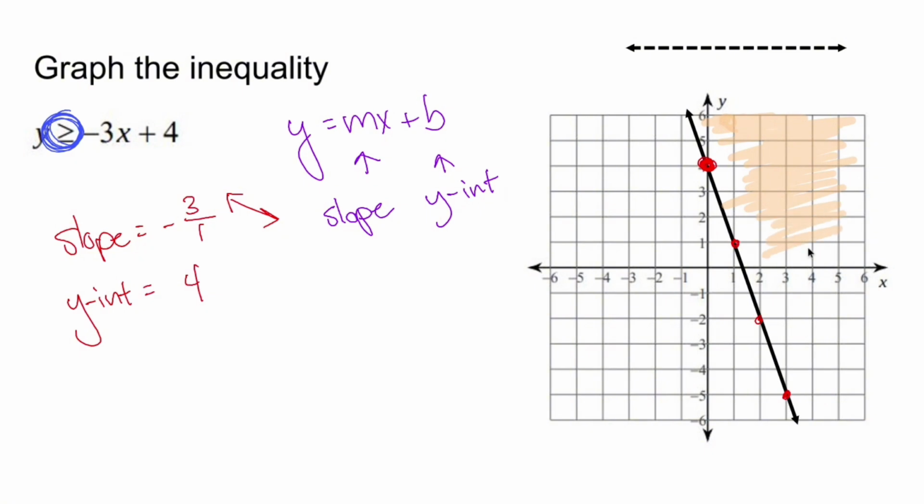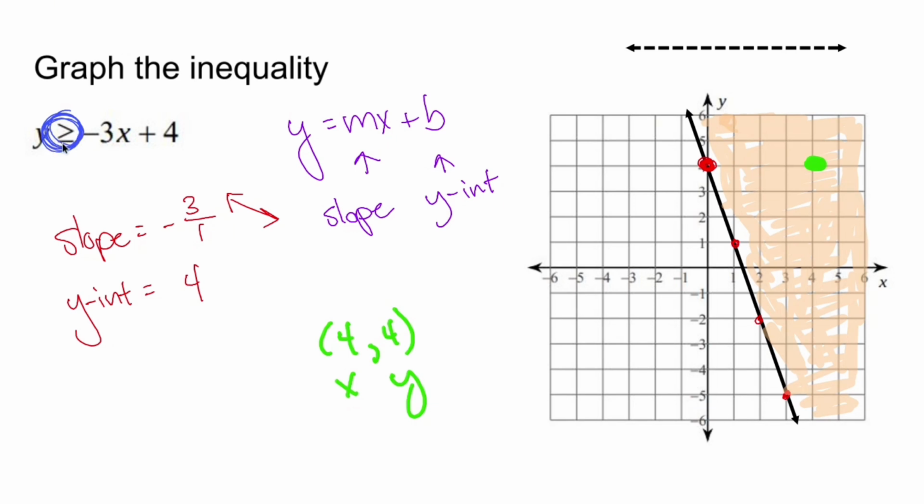Now, what this means is, since this is an inequality, I have an infinite amount of answers. In this shaded area, any point in this area is a possible solution. For example, if I were to choose this point right here, 4, 4, that means if I were to plug in the point 4, 4, into x and y, I'm going to get a true statement.